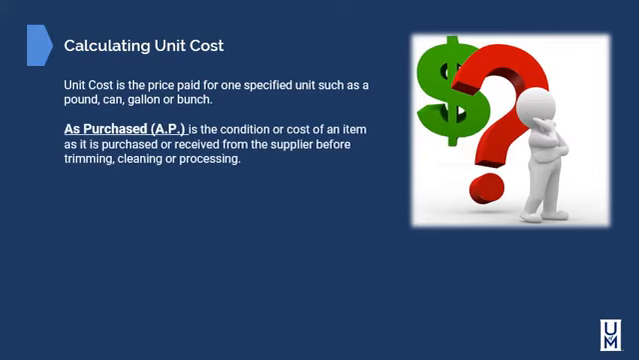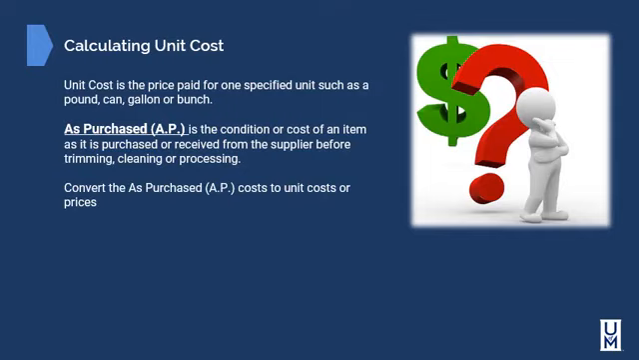As purchased, simply put AP. As purchased means this is the condition or cost of an item as it is purchased or received from the supplier before any trimming, any cleaning, or any processing is done for it. So take, for example, an apple. One apple purchased, the as purchased would be the entire apple, including the peel, the stem, the seeds, and the apple meat itself.